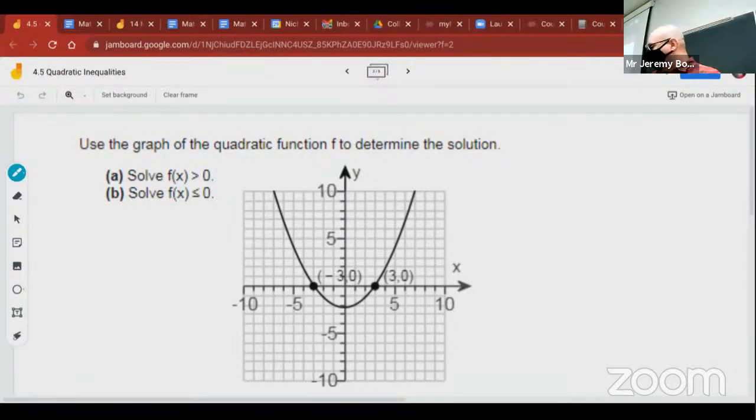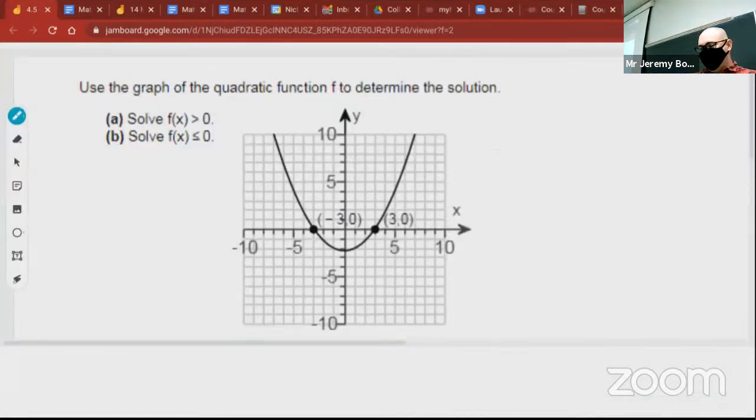I got some problems from 4.5. This is from the homework, so hopefully it'll help you out. If you haven't looked at it, or if you did look at it and you have some problems, we're going to look over those today to make sure we have a good understanding of that. I got some other problems too on a post-it note in my notes, so we'll go over those if we have time.